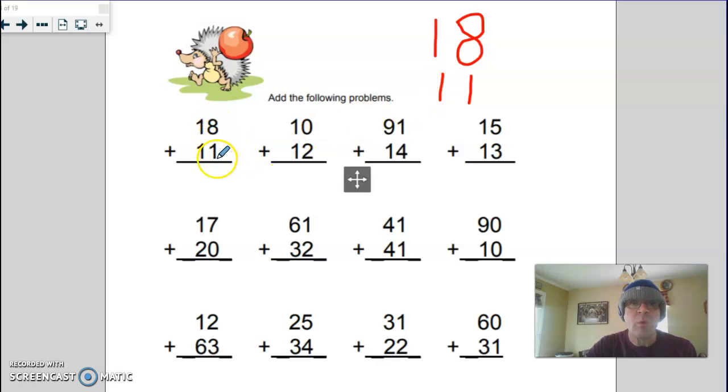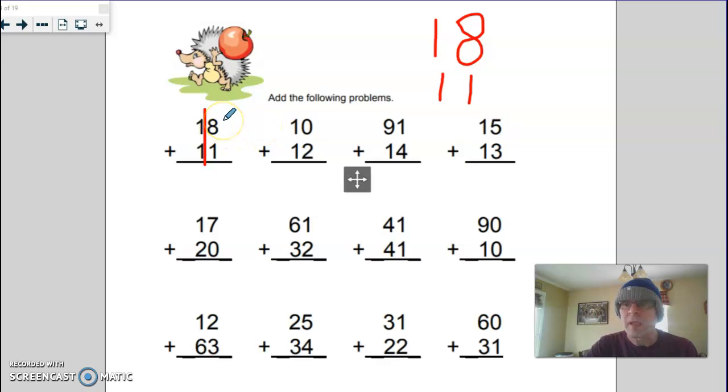Now you see how my ones are lined up together and my tens are lined up together. They're right on top of each other. And so I remember to separate them when I add, I'm going to draw a line right down the middle. Now, if you can do this without drawing the line, fantastic. You don't have to draw the line, but it does help if you have trouble with this part.